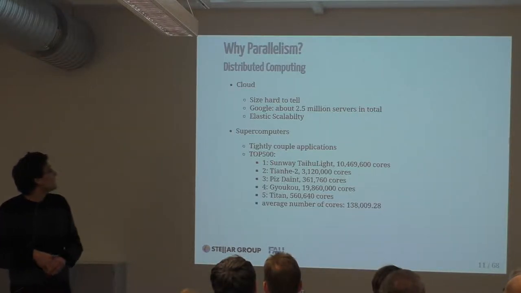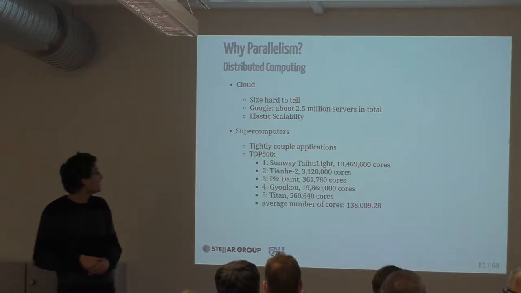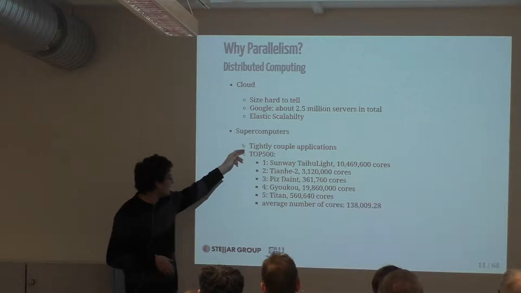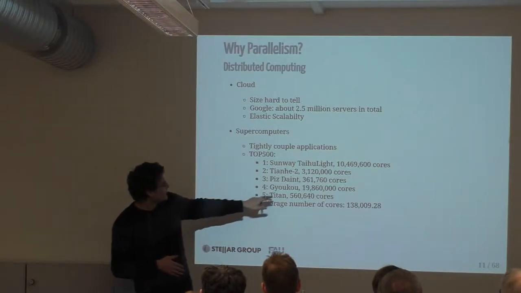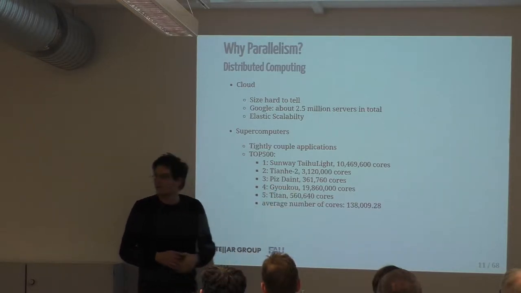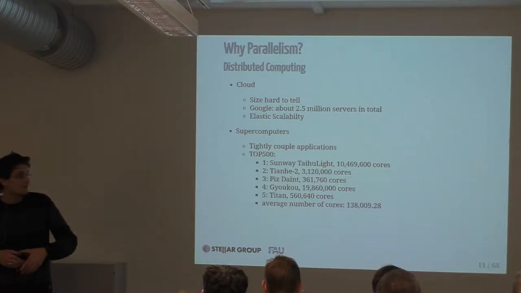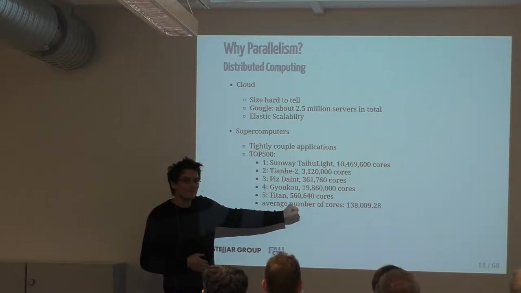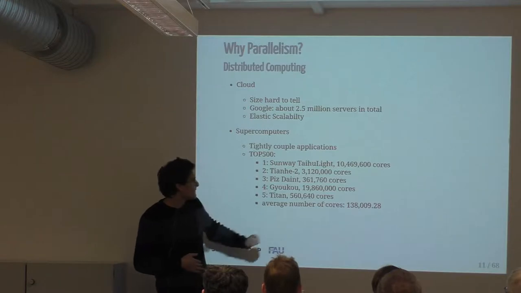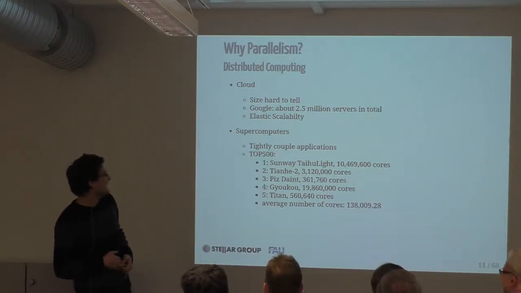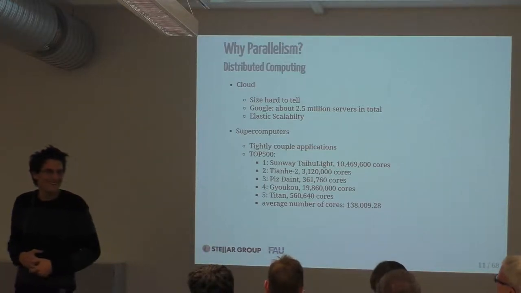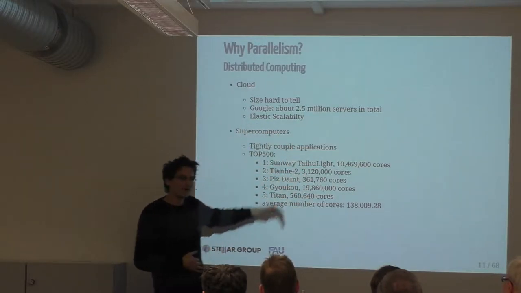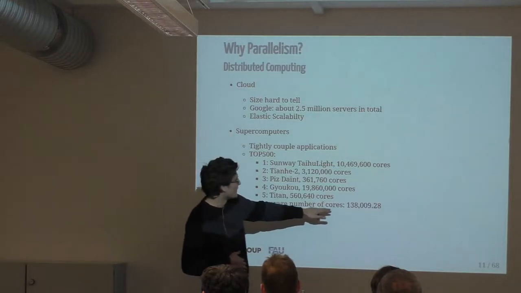Another big topic in distributed computing is supercomputers. That's where I kind of come from, where the five fastest machines have between 300,000 cores and almost 20 million cores, right? Those run mostly very tightly coupled applications. Well, it's an average, right? I just summed up all the core numbers and divided by 500, and so the average number is 140,000, right?